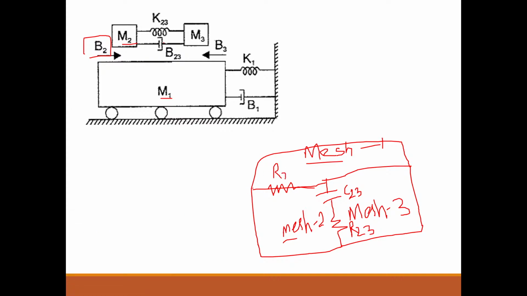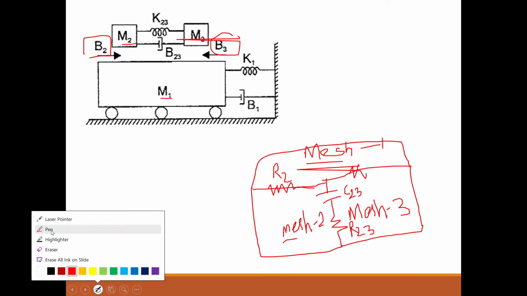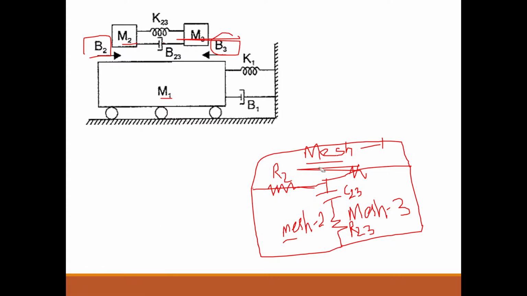This is R2. Similarly, what is the common element between mesh 1 and mesh 3? It is B3. B3 means R3. So you can draw a resistor here. You can erase this line if you want. Okay, I have erased it, and I can draw a resistor now. That is R3.